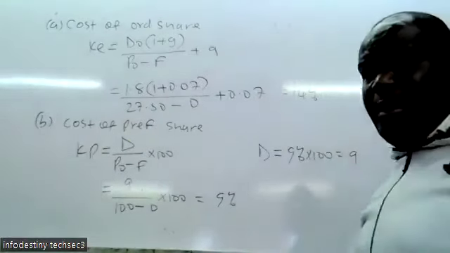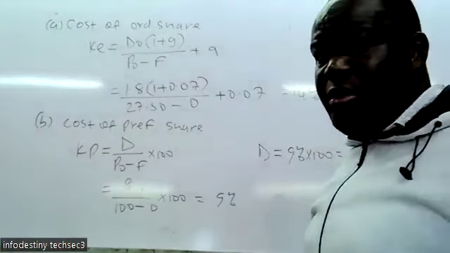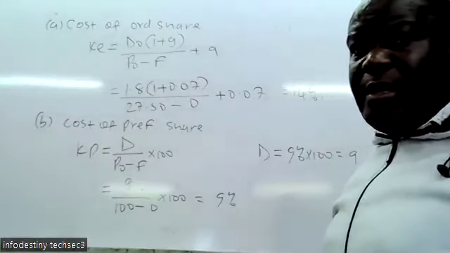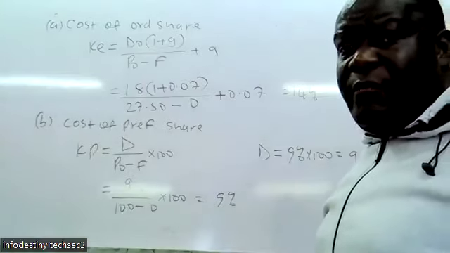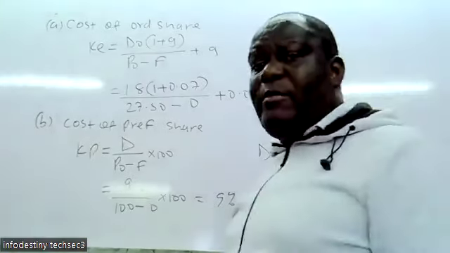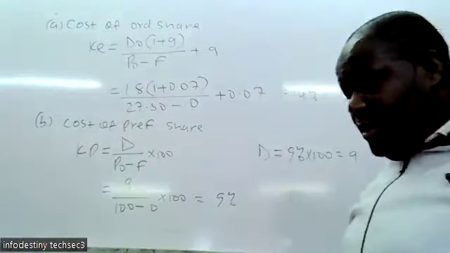It will still remain 9% because the question did not give you the new market value under which it should be issued. So they don't give you the new market value. We normally assume it was issued at par.